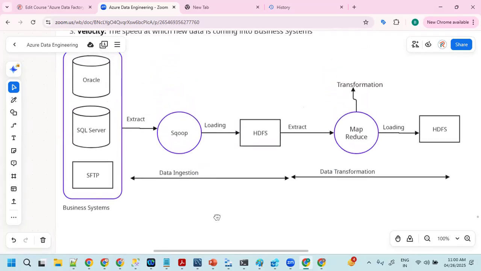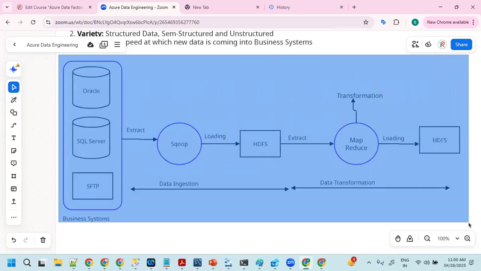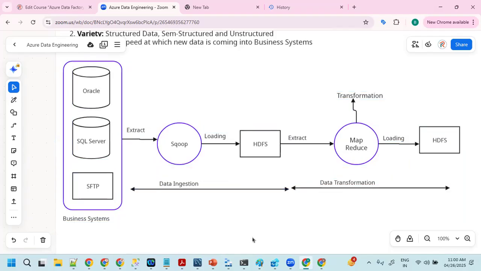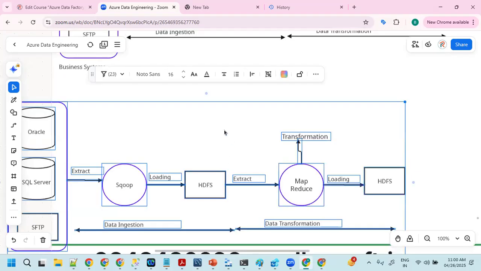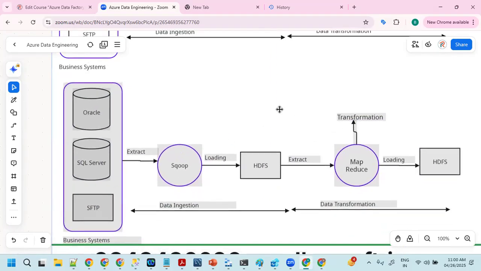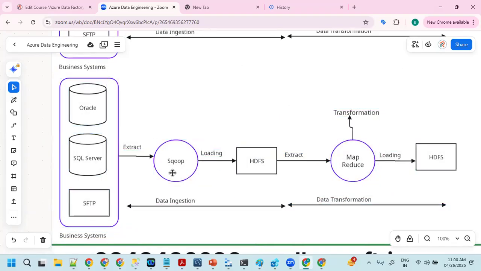Okay, so same diagram, I'm just going to take it so that you can understand easily. Same business systems, you're going to have it. In place of the scope, you're not interested to write the code, because the scope is completely coding, SQL style of coding that you're going to do here. In place of this, we are going to have an ADF.